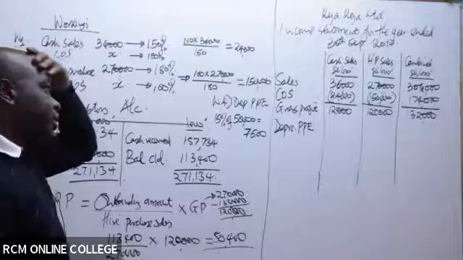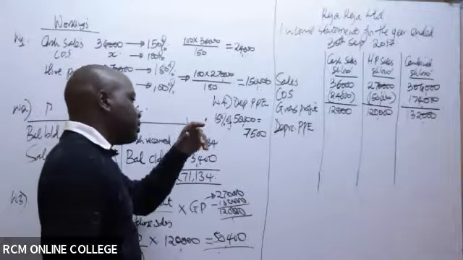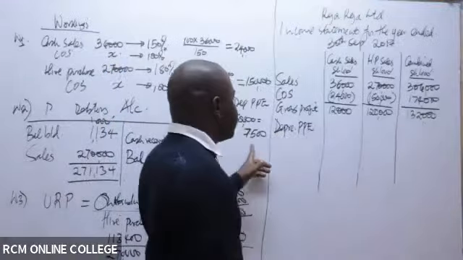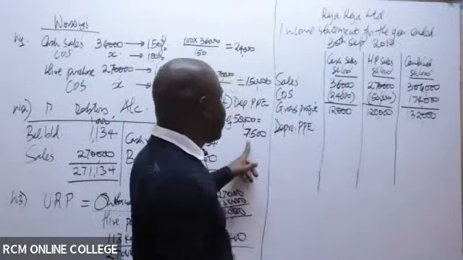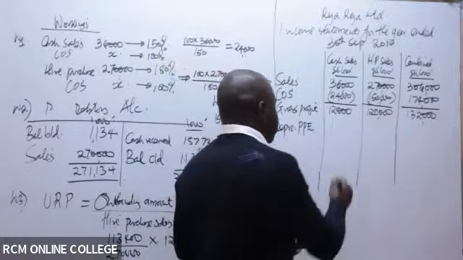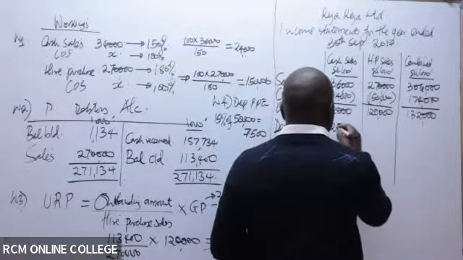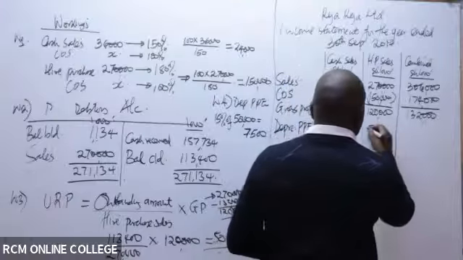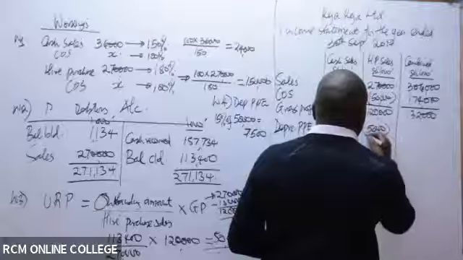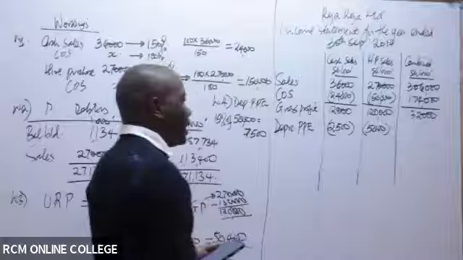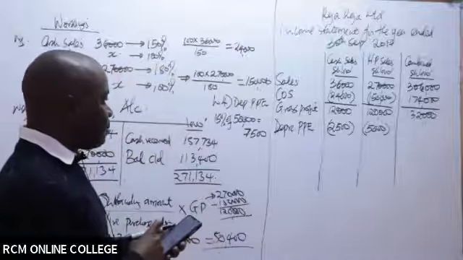And you've been told that for the cash sales, we will apportion a third of this to go to the cash sales. A third of this is actually 2,500. So with less depreciation of 2,500, the remainder is 5,000, which will go to the hire purchase sales.